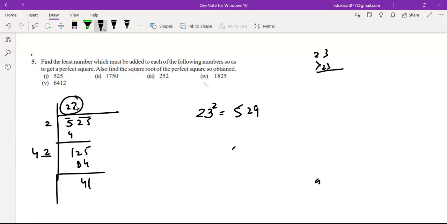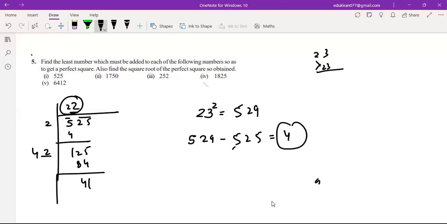Yes, ma'am. Okay. In case over here you got 25, you would have taken 26. In case you got 27, you would have taken the next number, which is 28. Clear? Whatever number it is, if you get a remainder, then you take the next number's square. You got this. Now what you need to do? Whatever square you got, you will subtract the number from it. Okay, you got 4.